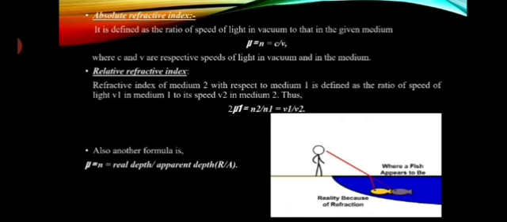So this happens because of the phenomenon of refraction. This total length where you see the fish is the apparent depth, whereas in reality the fish is somewhere else. So that depth is called the real depth, and what appears to us is called the apparent depth. So the ratio of the real depth and apparent depth also gives us the refractive index.